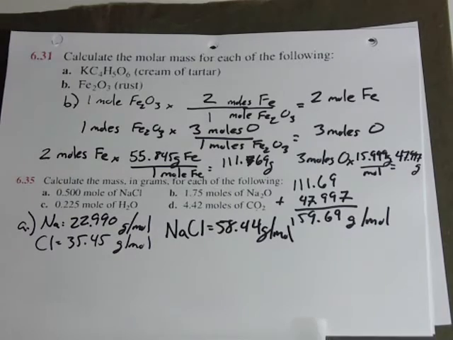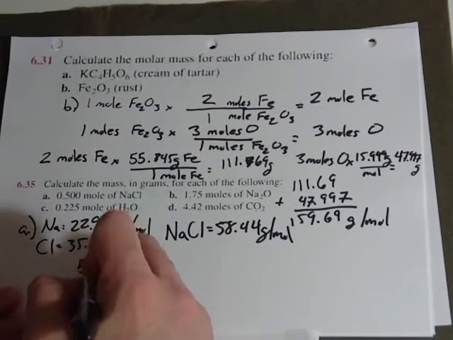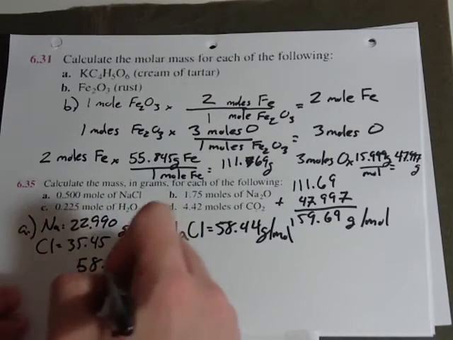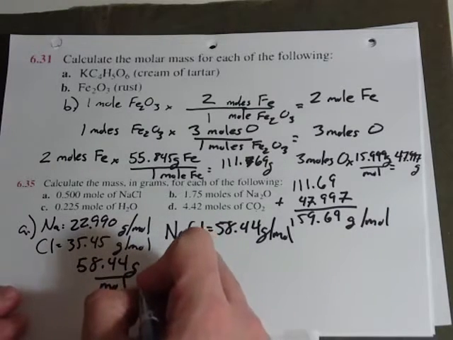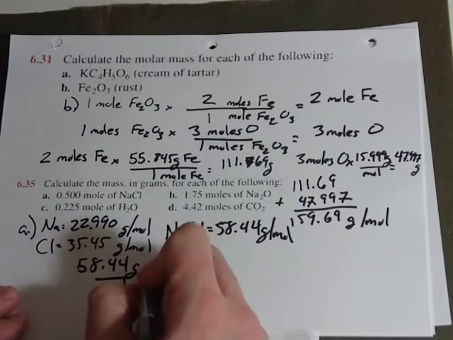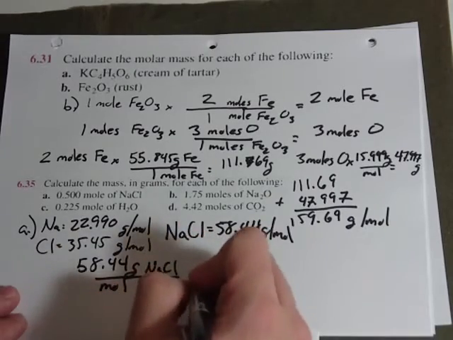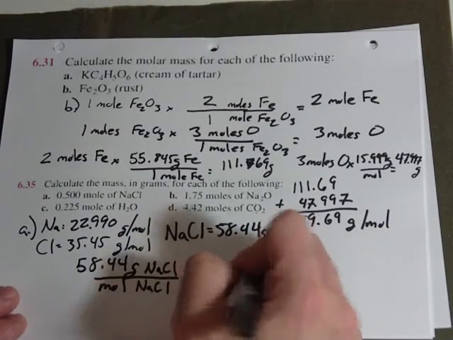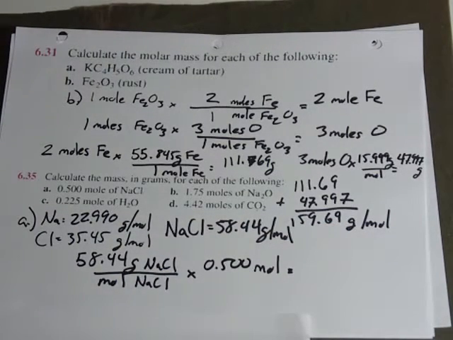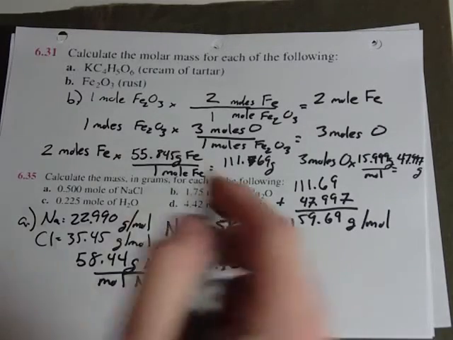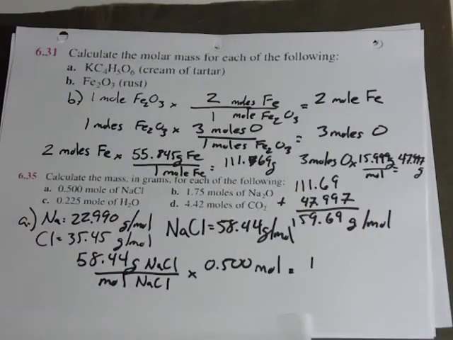And here it says we have only 0.5 moles. So if we have 58.44 grams per mole for NaCl, and we only have 0.500 moles, if we only get a half a mole of NaCl, we would only have 100, no, went the wrong way.